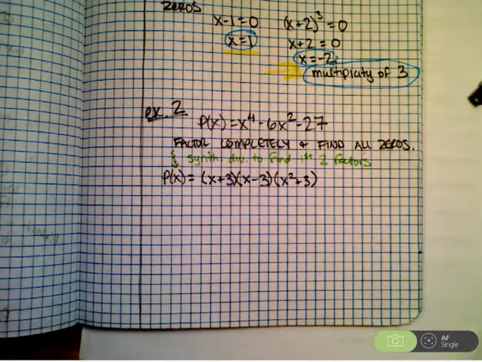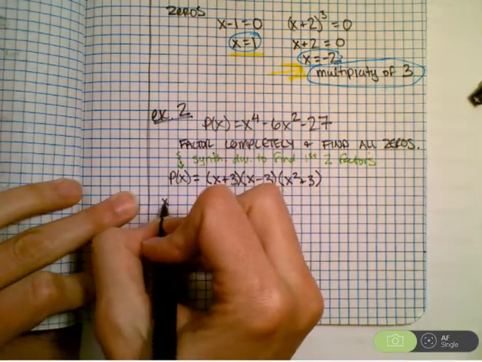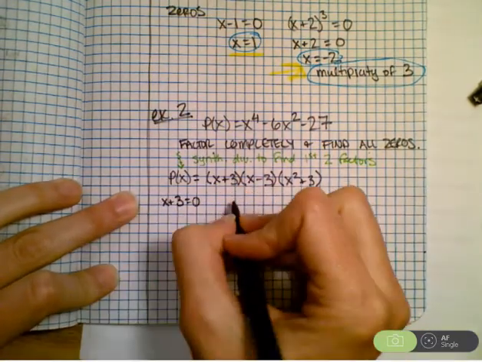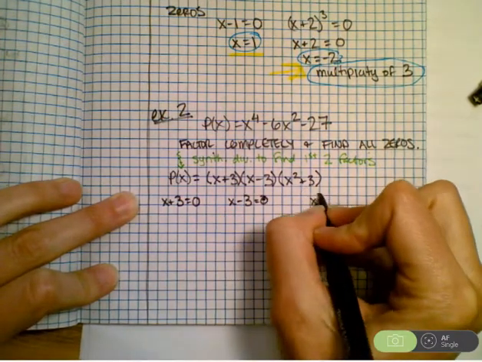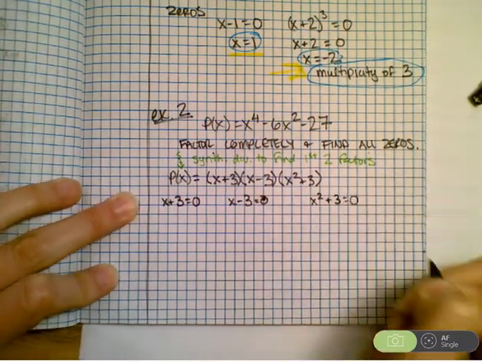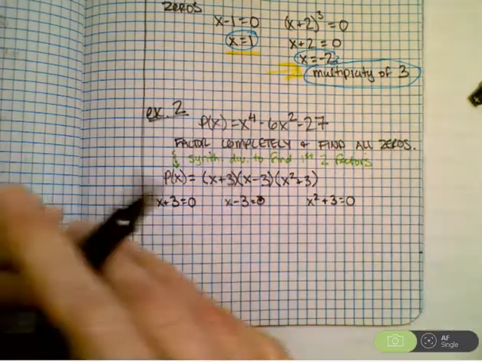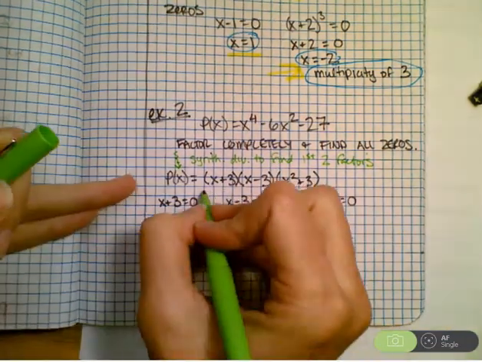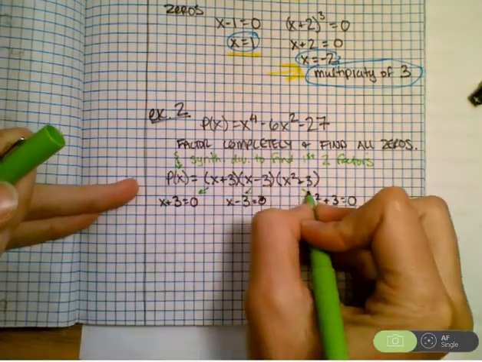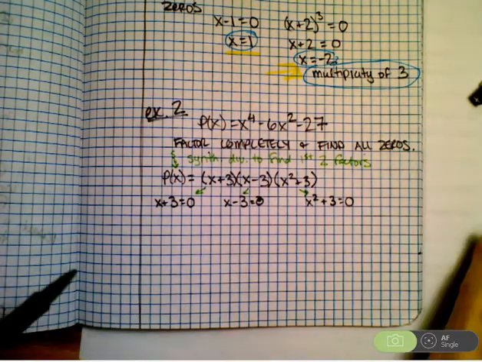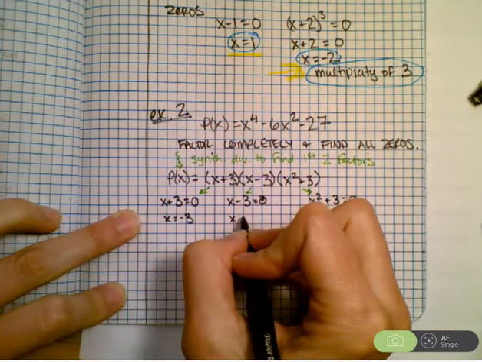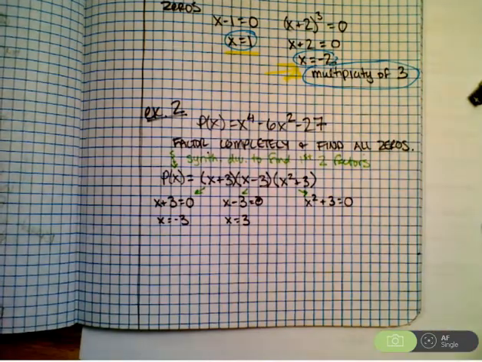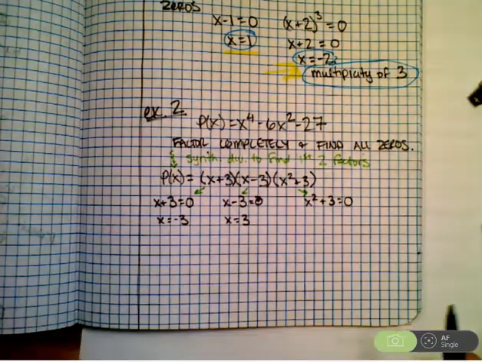So what we know from this is we know that x plus 3 could be 0, we know x minus 3 could be 0, and we know x squared plus 3 could be 0. So again, I'm just taking each factor and setting it equal to 0. And some of you won't even have to do this for the first 2 because you'll just look at it and you'll go, oh yeah, x is negative 3 and x is 3. Those are 2 of the zeros. This one we have to do a little bit of work.